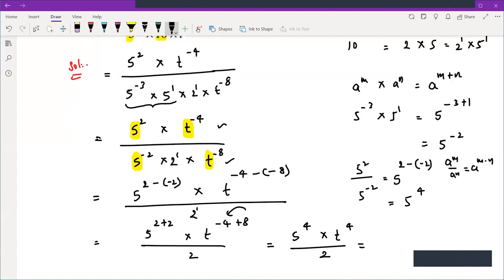So the value of 5 power 4 is 25, 25, 625. 625 into t power 4. If you want, you can write into also by 2. This is the answer.